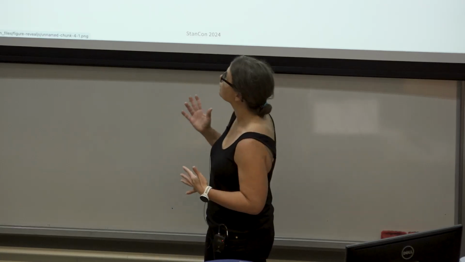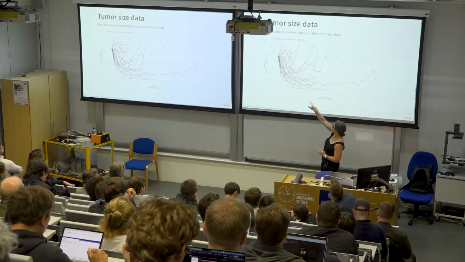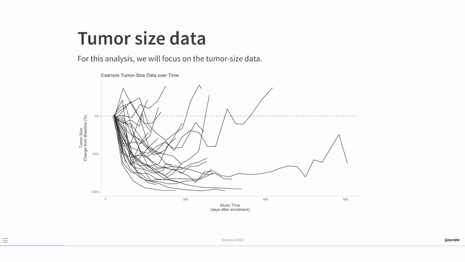So just for those who haven't seen it, tumor size data looks something like this. We center everyone by their baseline value. We track them over time. And in this particular case, this is a chemo drug. A lot of patients respond, and then they rebound, right? The tumors start growing again. So this is a very typical pattern.